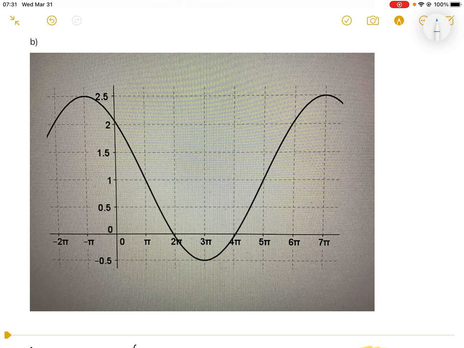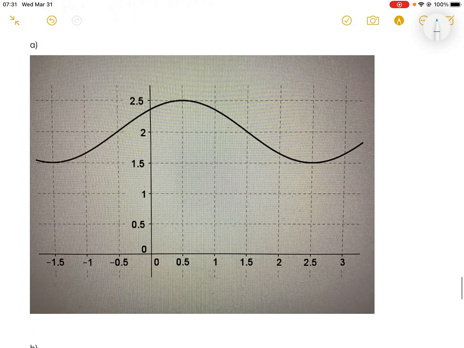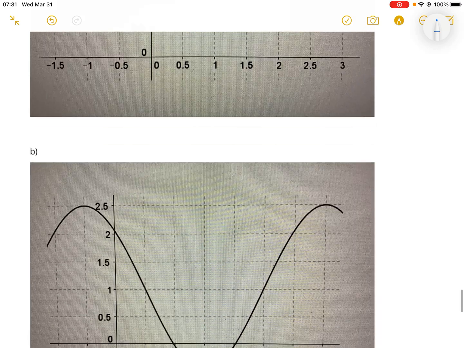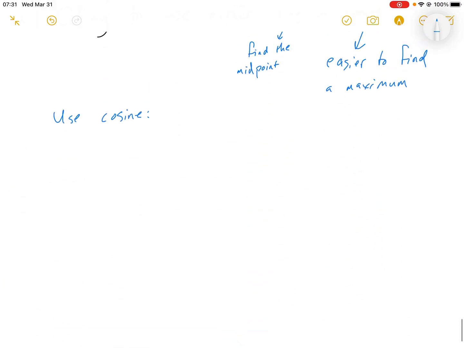So we have our graph here, part A. There's a couple things we need. We need the amplitude, we need the period, we need the phase shift, and we need the midline, or the vertical shift. So to begin with, you can already start to suspect some things. It looks like it gets up to 2.5 and goes down to 1.5, so the midline looks like it's 2. But let's go ahead and do this in detail.